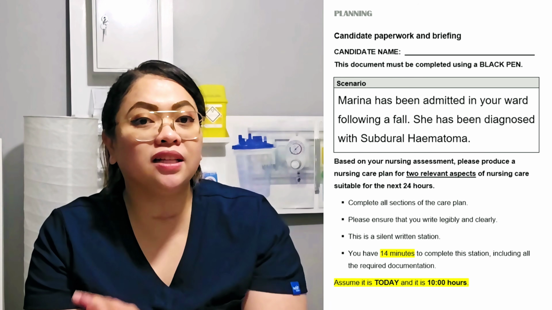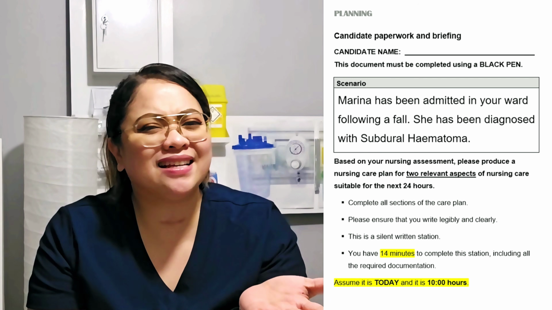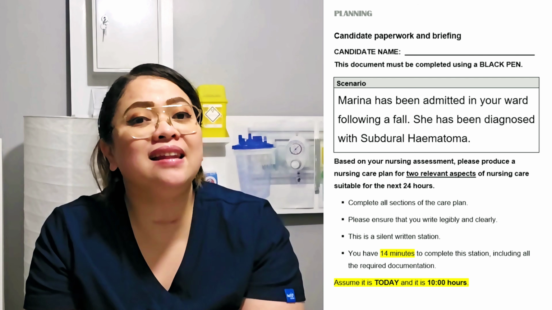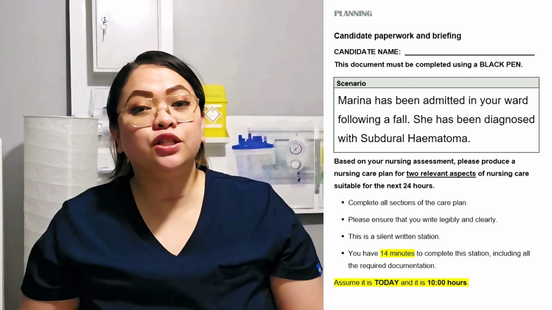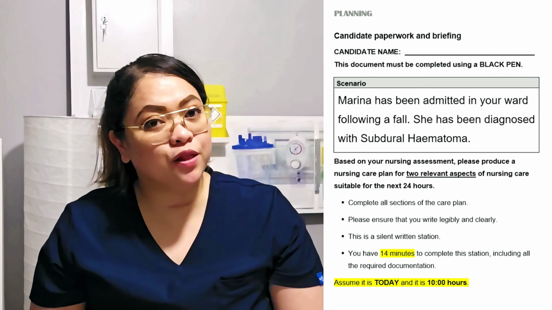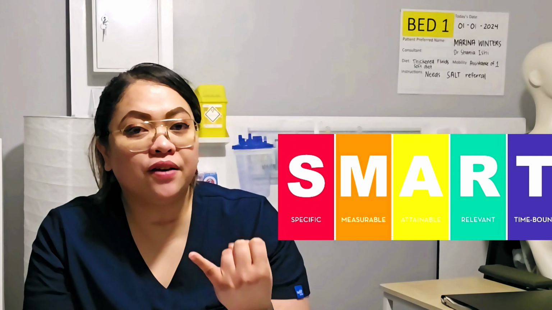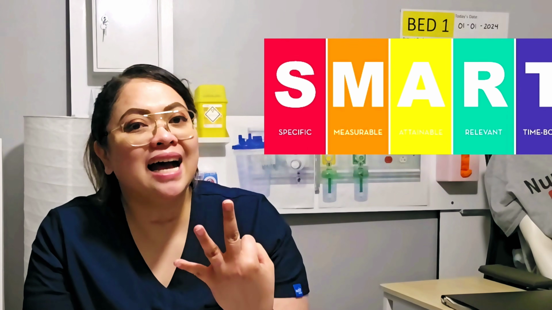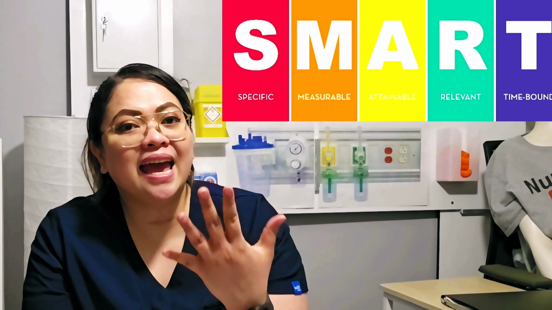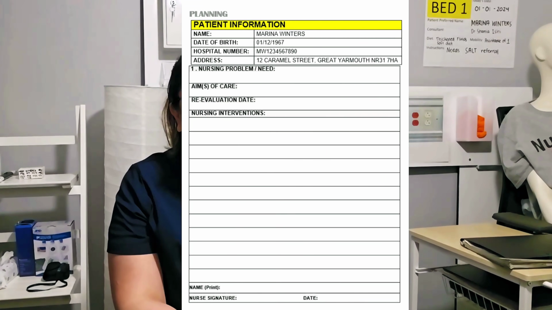You need to complete all the sections of the care plan. And nurses, write clearly and legibly. Okay, as you can see, assume it is today and the time is 10 in the morning. Need I remind you that when writing planning station, you need to make sure that it's a smart care plan, okay? It should be specific, measurable, attainable, realistic, and time-bounded. The first box that we have here is the nursing problem.